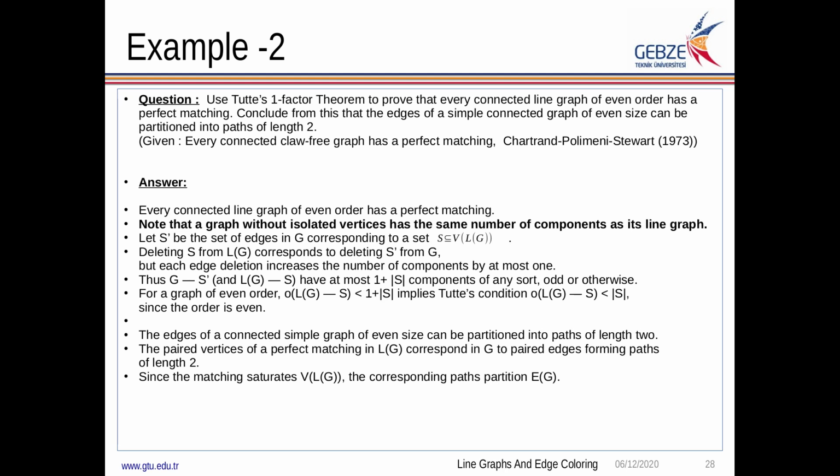For a graph of even order, the number of components of L(G) minus S being at most |S| implies Tutte's condition. The number of odd components of L(G) minus S is at most |S| since the order is even. The edges of a connected simple graph of even size can be partitioned into paths of length 2. The paired vertices of a perfect matching of L(G) correspond in G to paired edges forming paths of length 2. Since the matching saturates V(L(G)), the corresponding paths partition E(G).